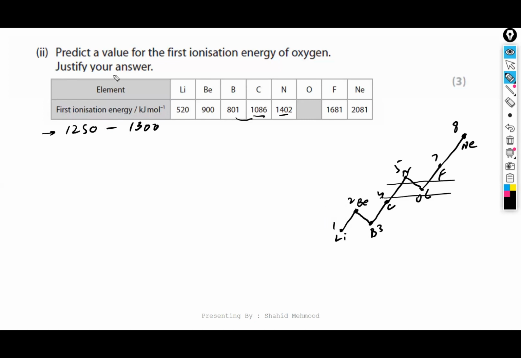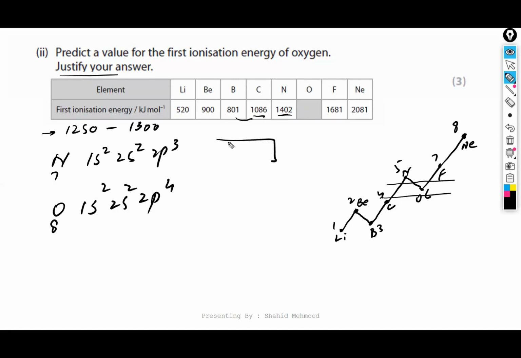Now they're asking us to predict and to justify the answer. To justify the answer, like why it is lower than this value: if you look, the atomic number is 8, so we can do the configuration. Nitrogen is 1s2 2s2 2p3, while for oxygen it is 1s2 2s2 2p4. If you draw the box configuration, nitrogen has 1 electron in each 2p orbital, while oxygen has a pair in one p orbital. So there is electron repulsion, and it needs less energy to remove an electron from here.